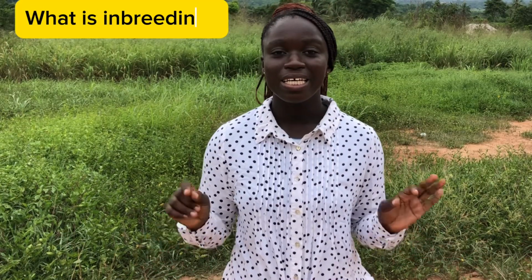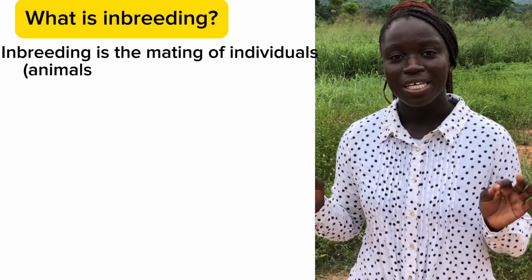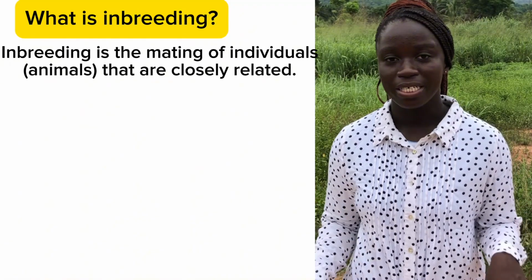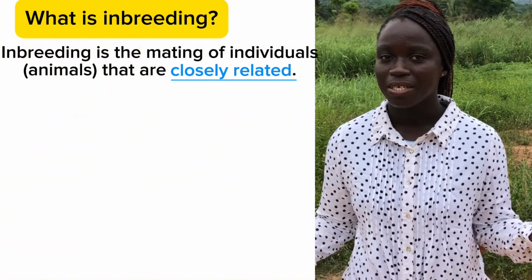So what is inbreeding? Inbreeding is the mating of individuals that are closely related, and the underlying term here is closely related, in the sense that if you trace several animals of a particular breed, at a certain point they might have come from the same individual, or they may be related. So the ones that are closely related are the ones that cause inbreeding.